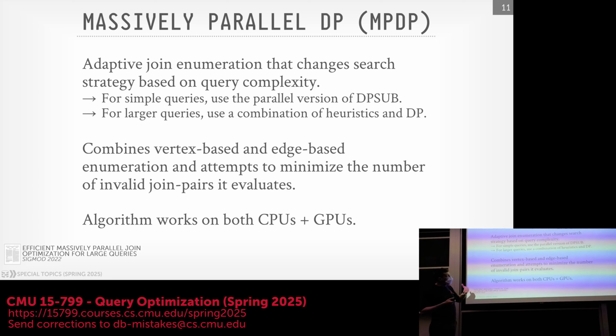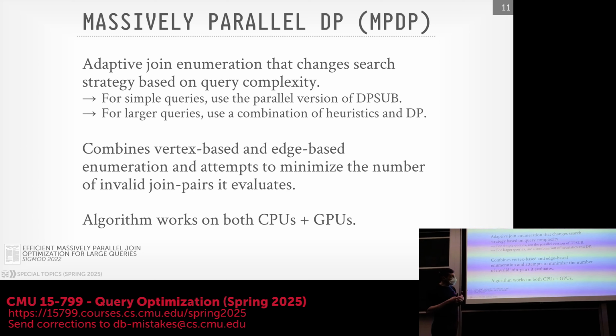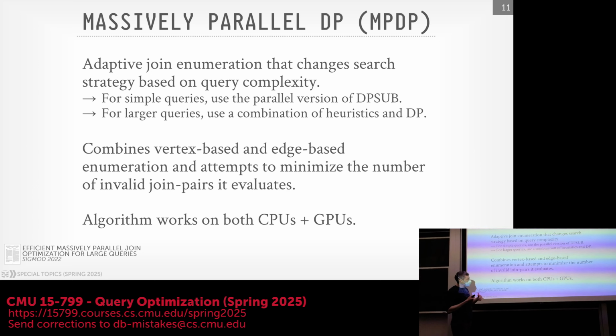Again, they're going to have that same check that Hyper or Umbra was doing about the complexity of the query to decide which algorithm they want to use. So for simple ones, they'll use DPsub to do the search exhaustively. But for larger queries, they'll use a combination of their own heuristic technique and DP. But the difference here is that instead of just picking vertices and deciding how to split based on that, they're going to do a combination of vertex and edge-based enumeration.